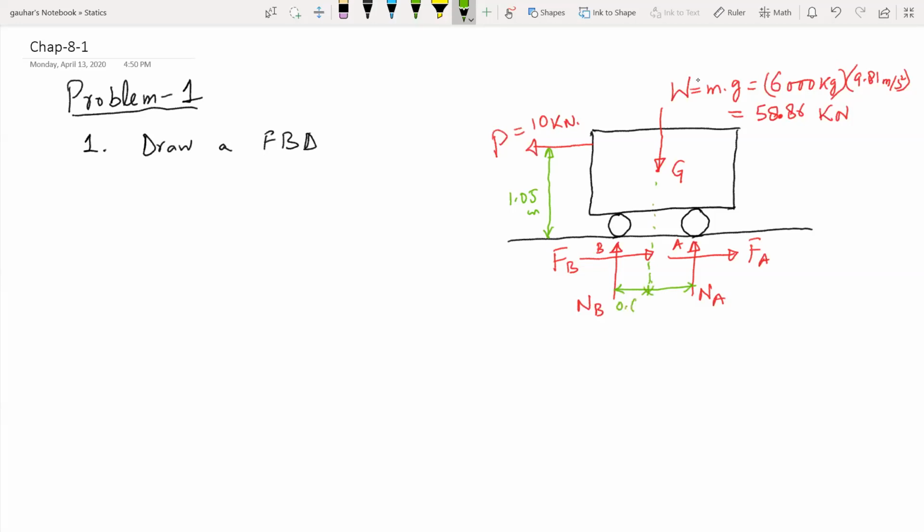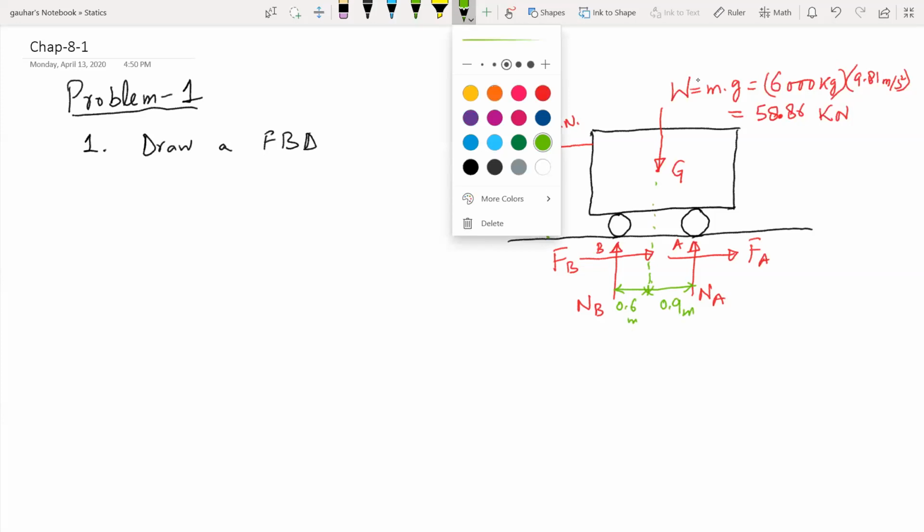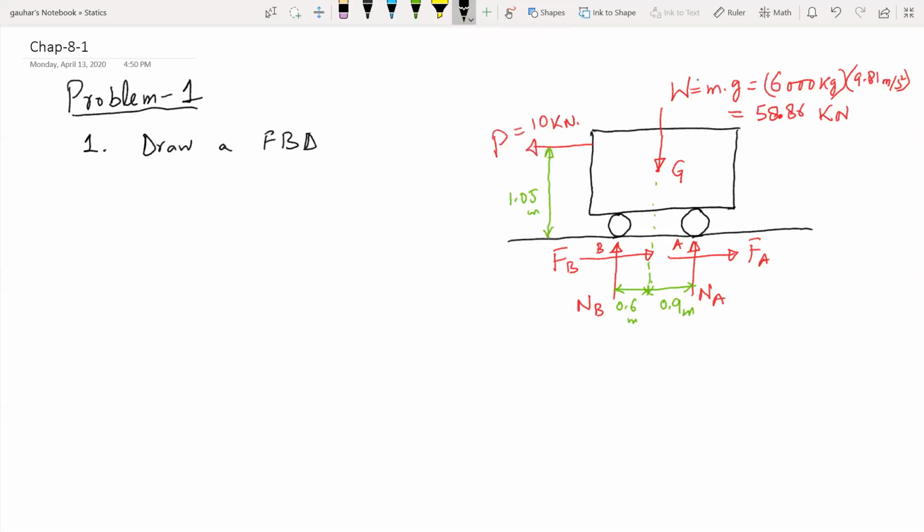This is 0.6 meters. This is 0.9 meters. That's about it. This is all the data which is given. So now we are done with the free body diagram, showing all the forces: the applied force, the weight of the minecart, and then the friction forces and the normal forces at points A and B. So these are all the forces.